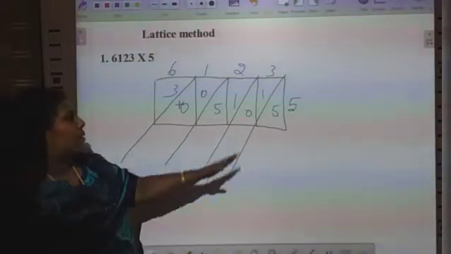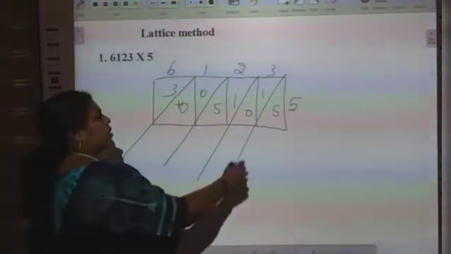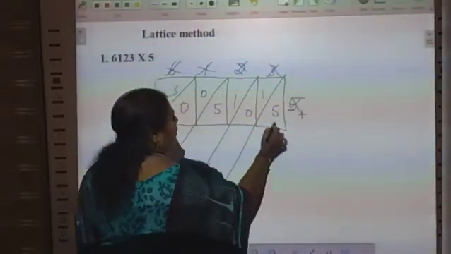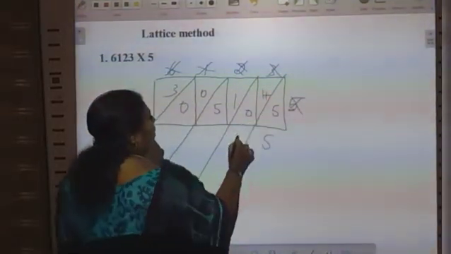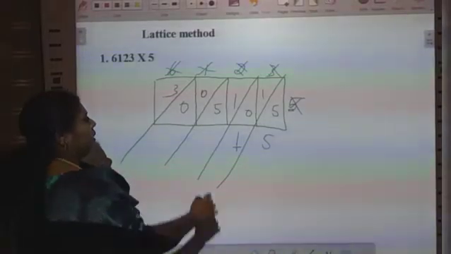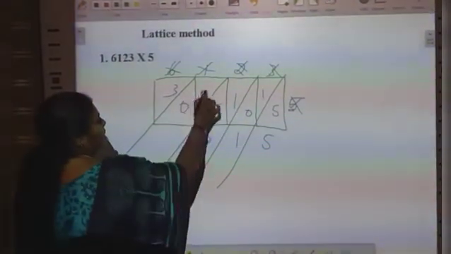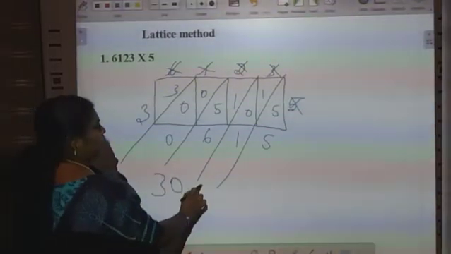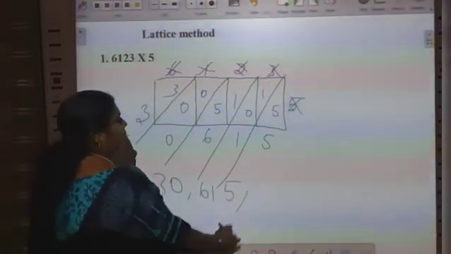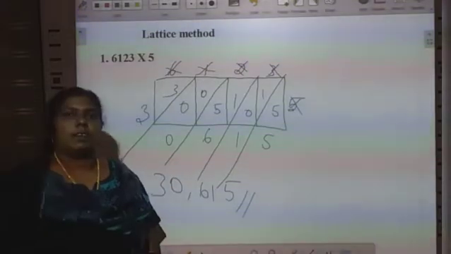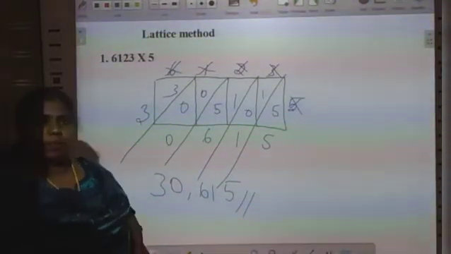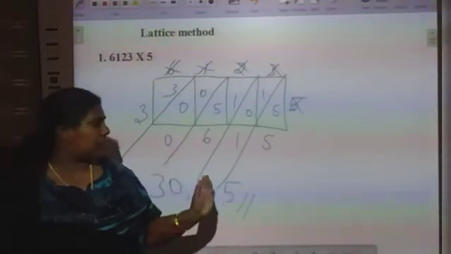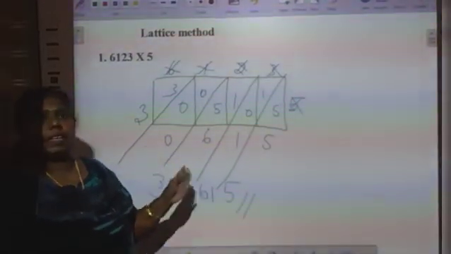Yes. Next you have to add the diagonal values, right? So just cross out this value. Should not add this number, right? Yes. 5. Then 0 plus 1 is 1. Then 5 plus 1 is 6. 0, then 3. What is the answer? 30,615. The product is 30,615, right? So now we know the lattice method and the column method, with a single digit multiplier.